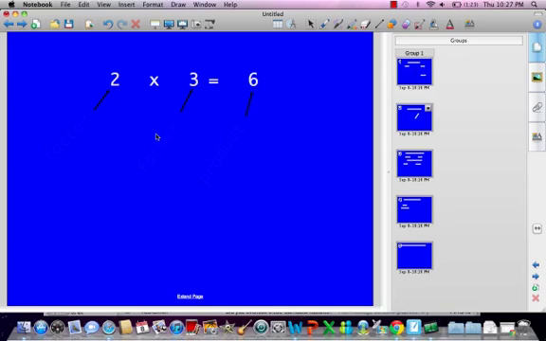These numbers each have a name. This number 2 right here, if you recall, maybe from 5th grade, this would be called a factor. The 3 is actually the same word, a factor, and the answer to a multiplication problem is called a product.